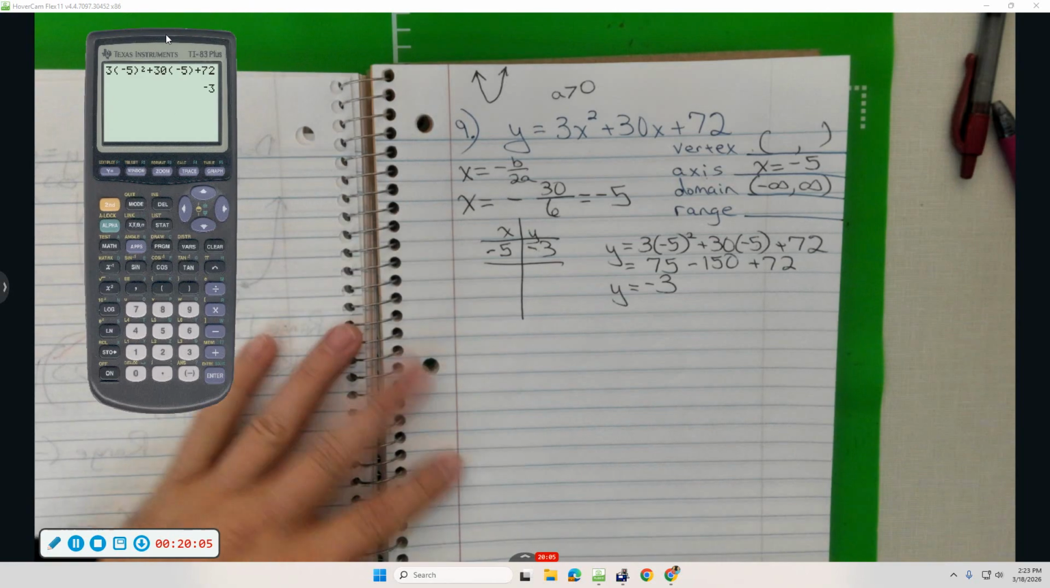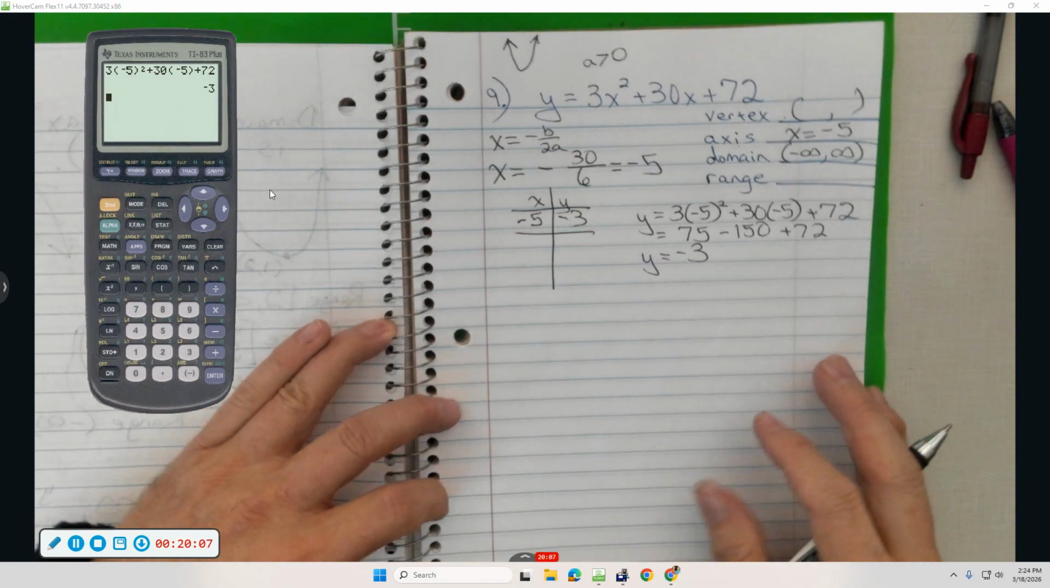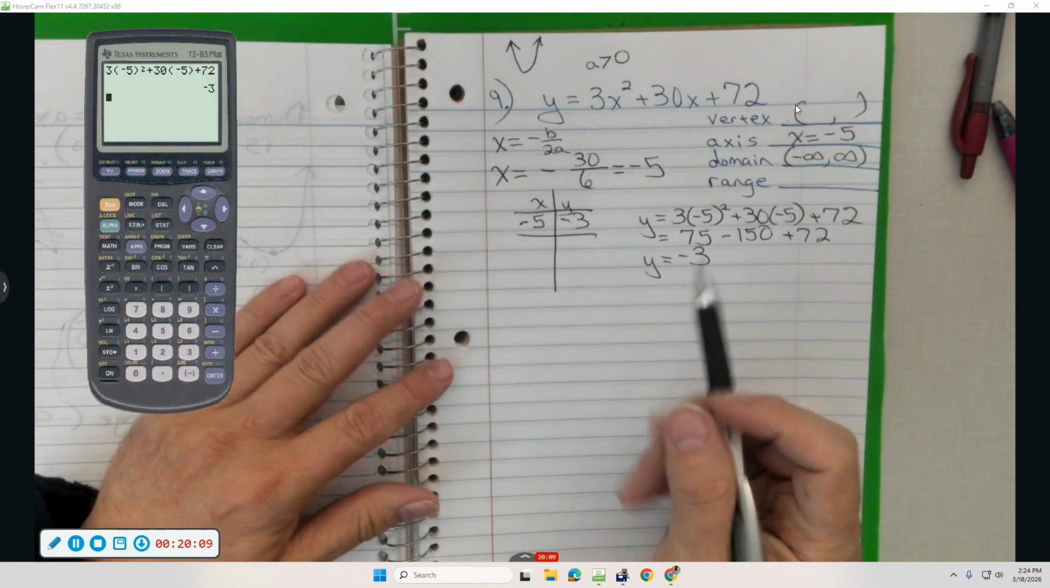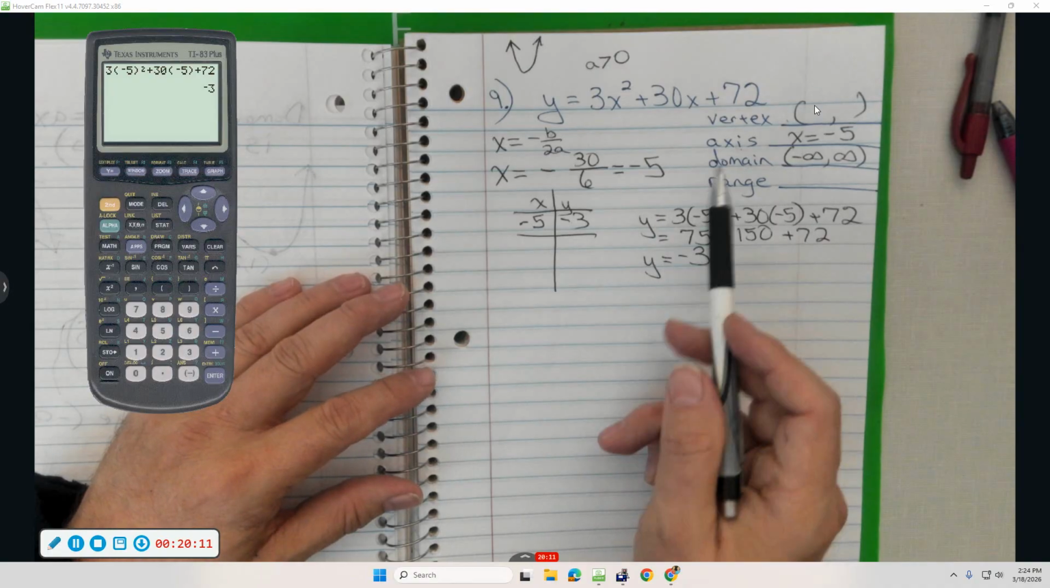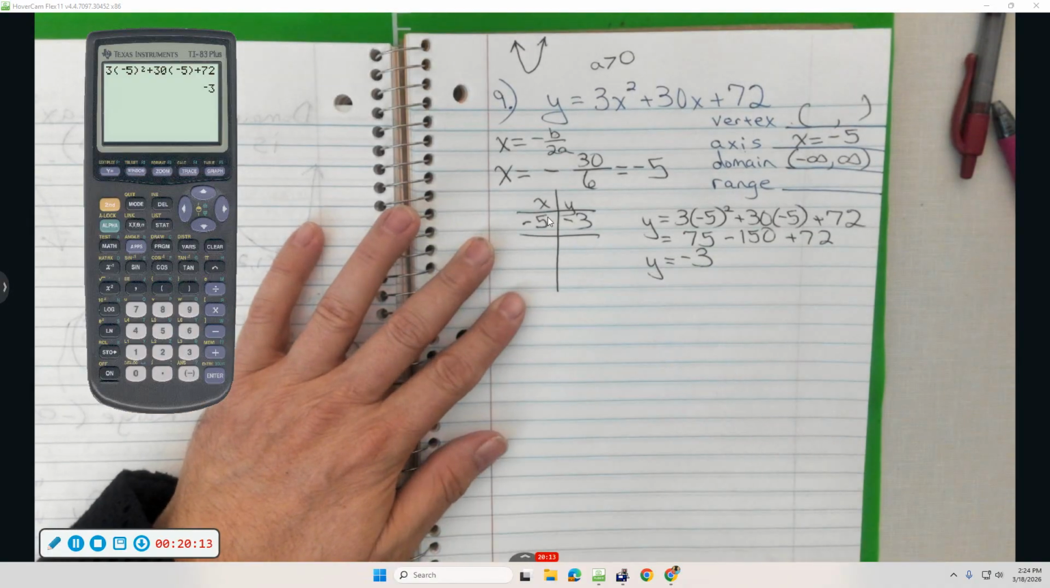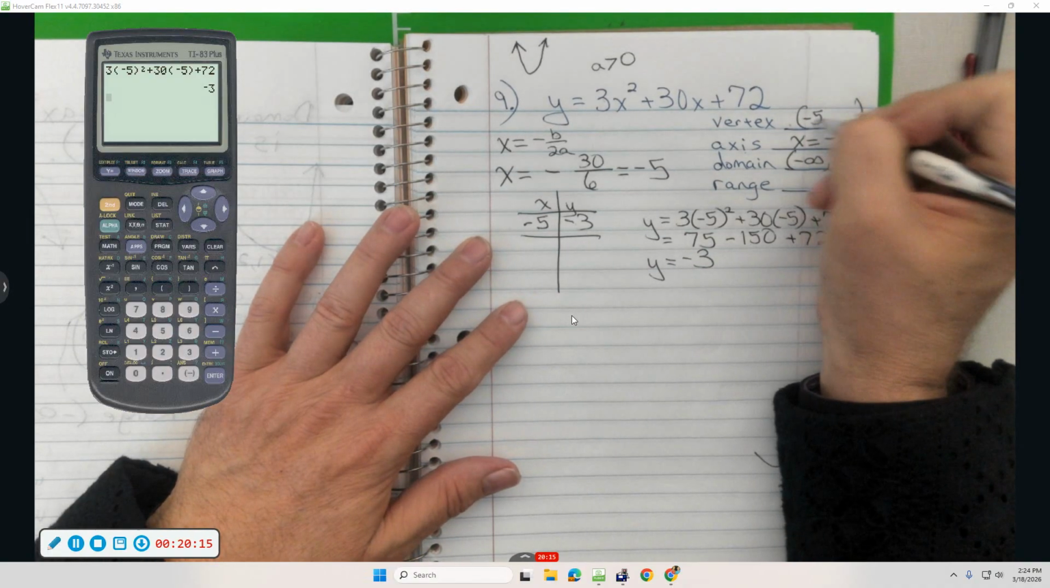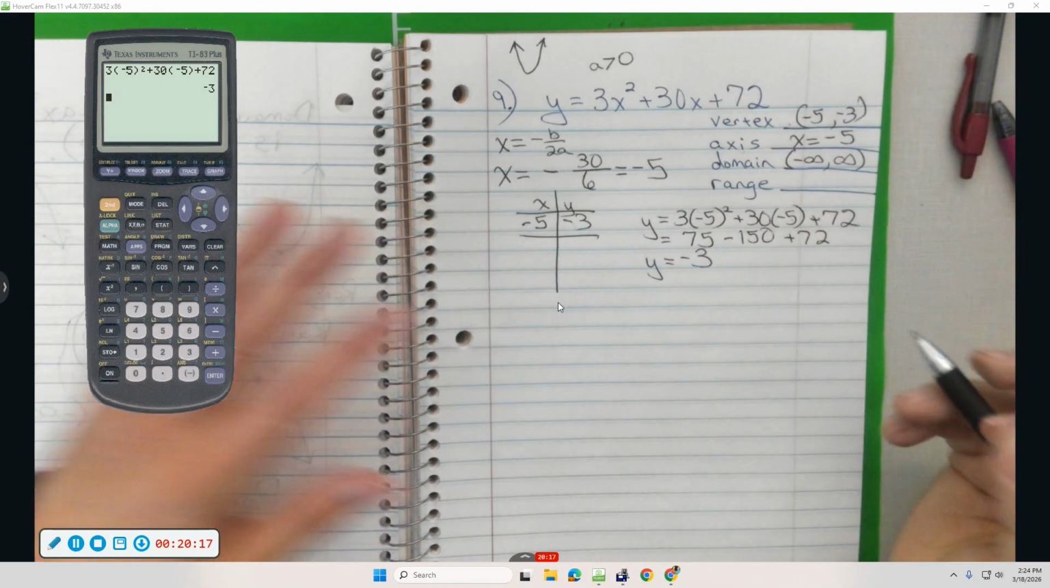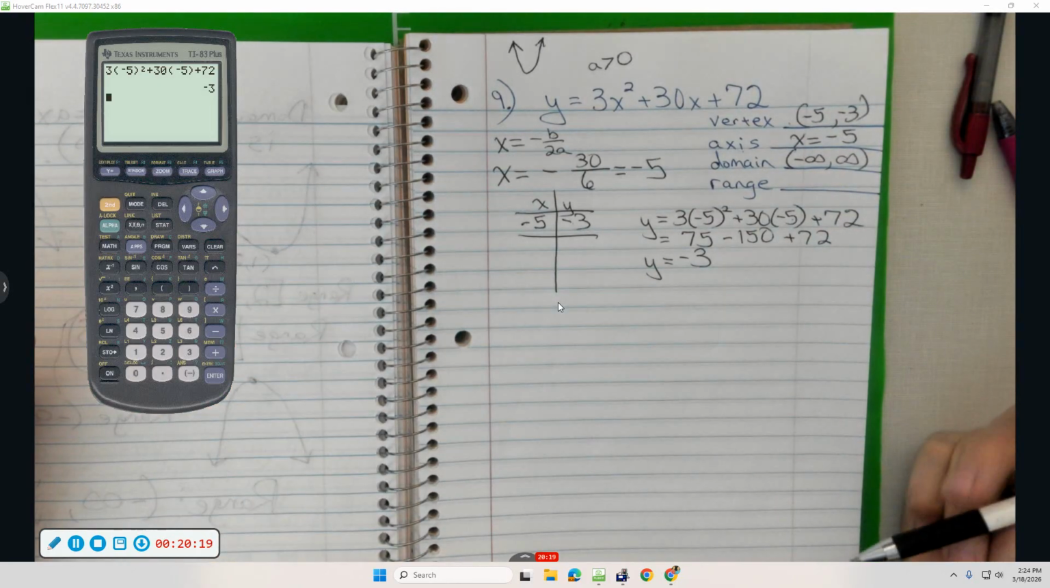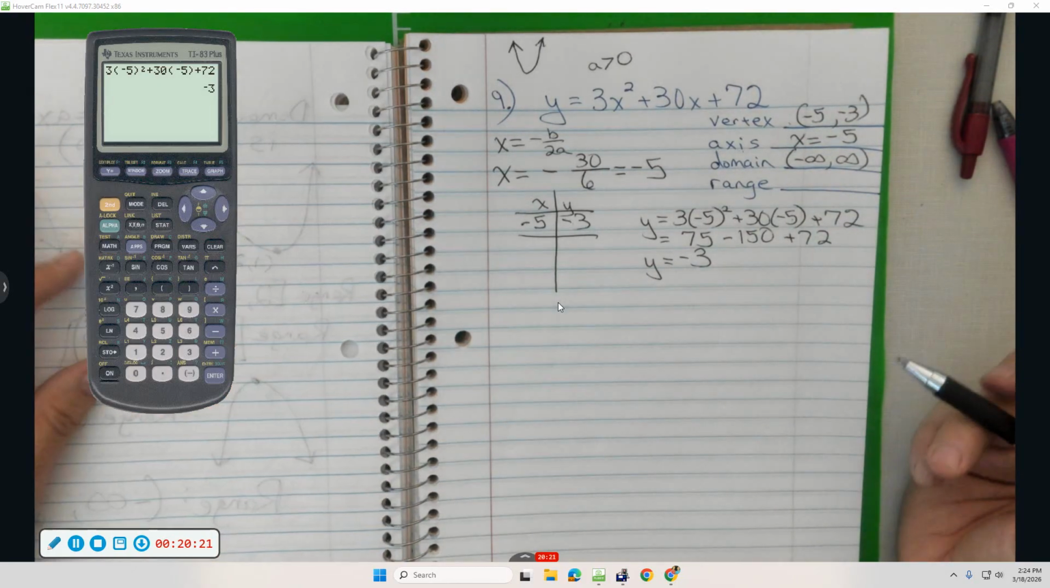Okay. Well, anyway, negative 3. Go ahead and fill in the vertex line. So we now know the vertex. It's the ordered pair (-5, -3). Make sure you put it in parentheses when you type it in, as you'll see in a little bit.